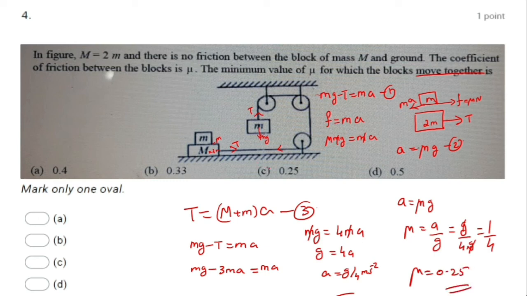So look at the option. Option C is the 0.25. So option C is the correct answer.